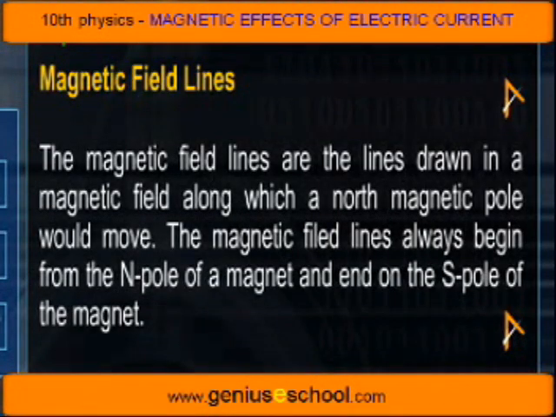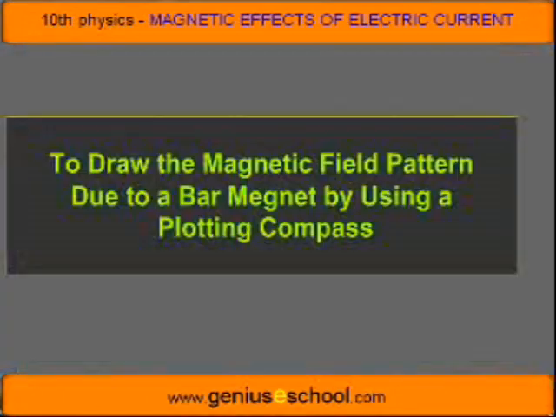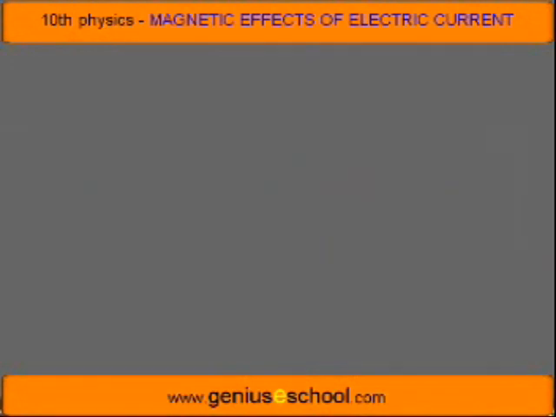Magnetic field lines. The magnetic field lines are the lines drawn in a magnetic field along which a north magnetic pole would move. The magnetic field lines always begin from the north pole of a magnet and end on the south pole of the magnet. The magnetic field pattern due to a bar magnet can be traced by using a plotting compass.